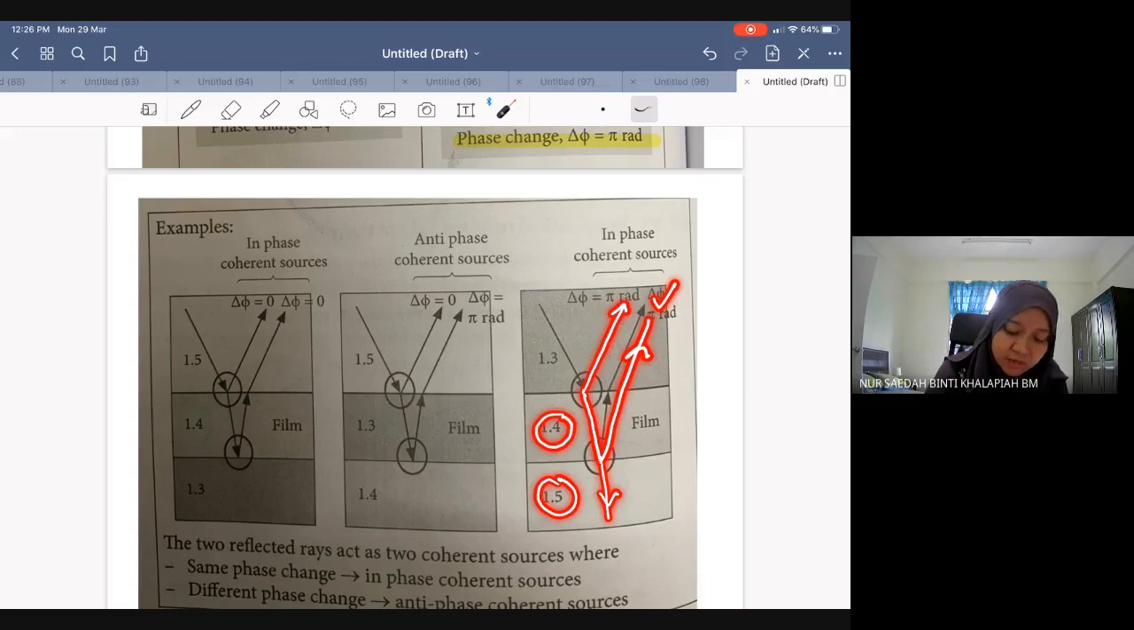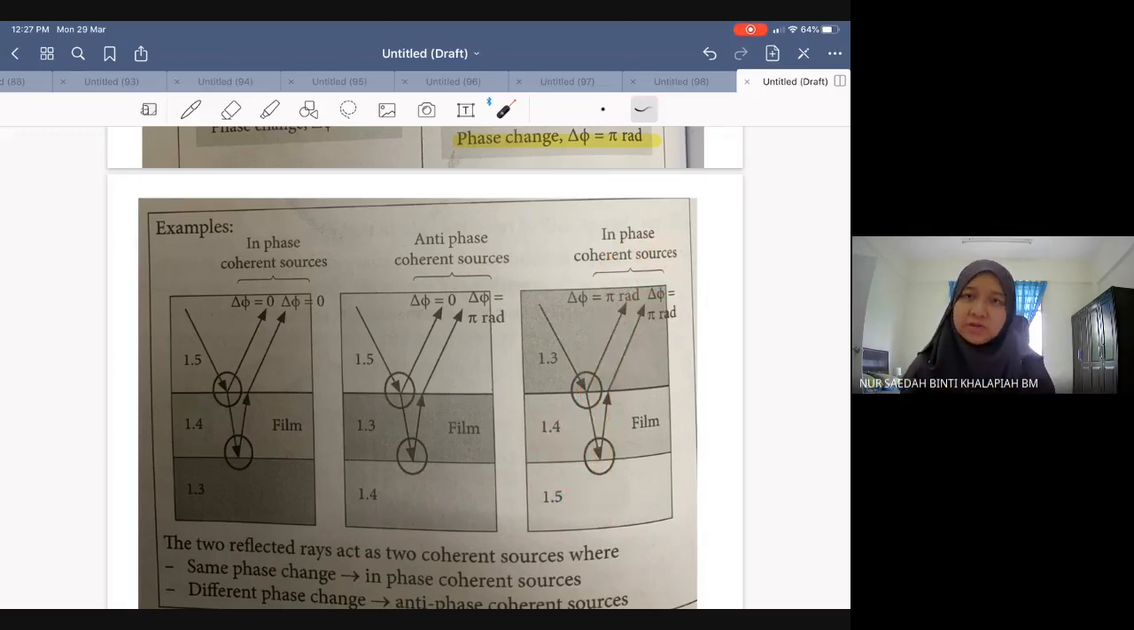Okay, reflection ray 1 tadi pun ada phase change. Dan reflection ray 2 pun ada phase change. Dua-duanya dalam keadaan right. So menunjukkan dia punya dua ni akan membuat interference. So diorang ni sebagai in phase coherent sources. Okay, kalau dua-dua right, satu right, in phase. Satu pangkah, satu lagi pun pangkah. Sama-sama pangkah. Juga adalah in phase coherent source. Tapi kalau satu right, satu pangkah, dia adalah anti-phase coherent sources.